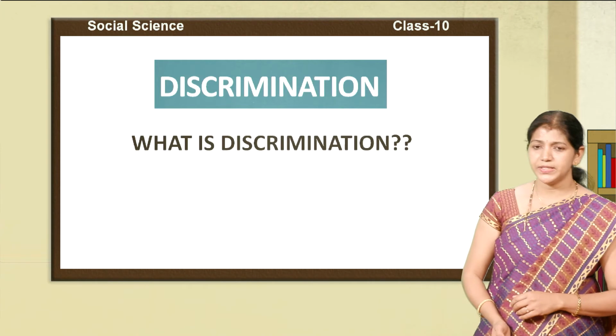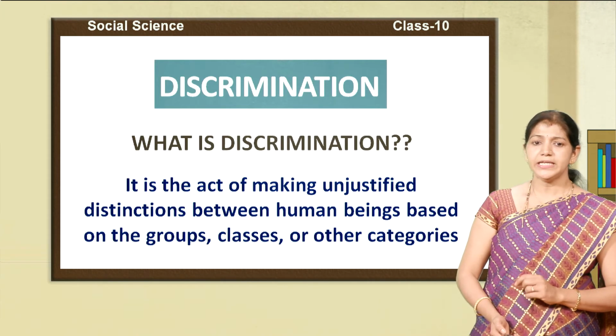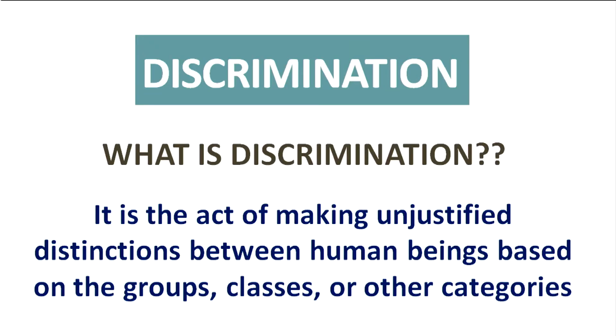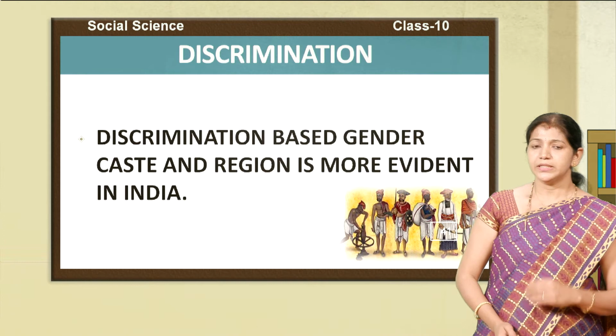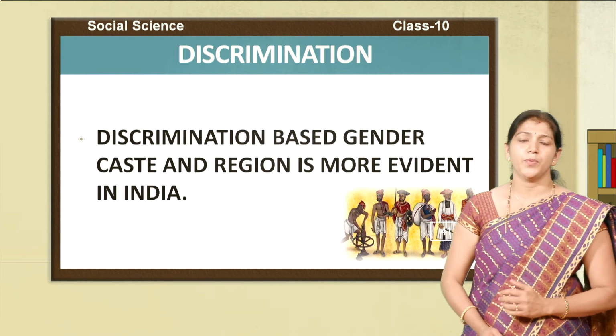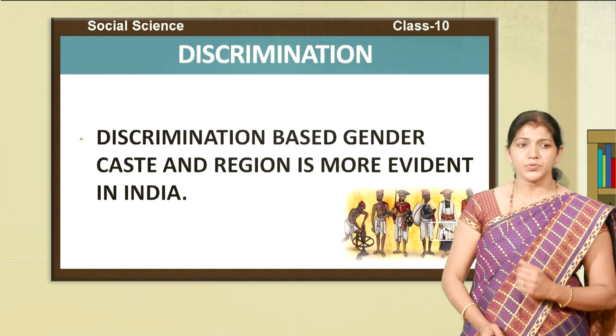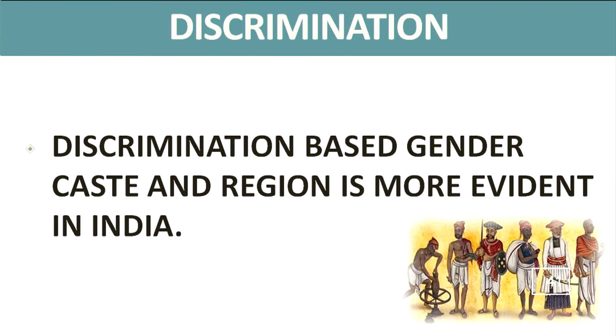What is discrimination? Children, it is the act of making unjustified distinction between human beings based on groups, classes or other categories. In India, there are three major types of discrimination: caste based discrimination, gender based discrimination and regional inequality. These are the three major topics we will discuss in this class.